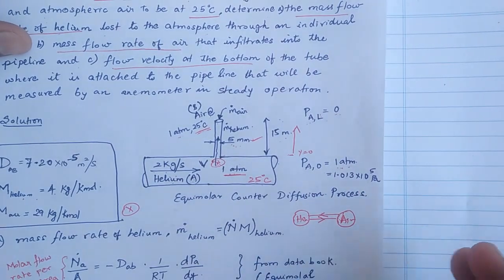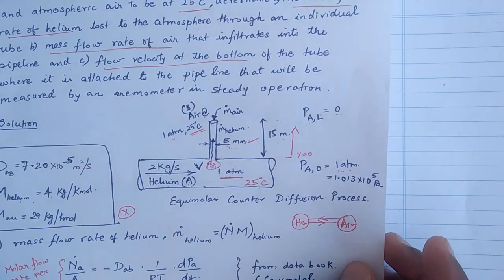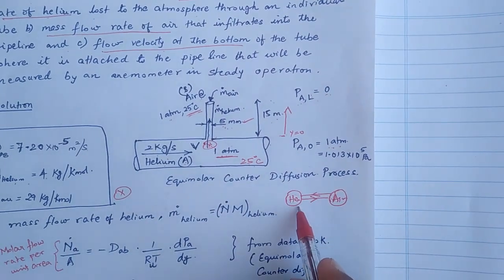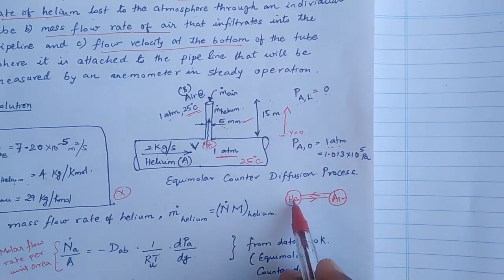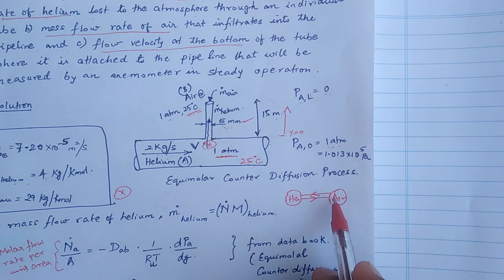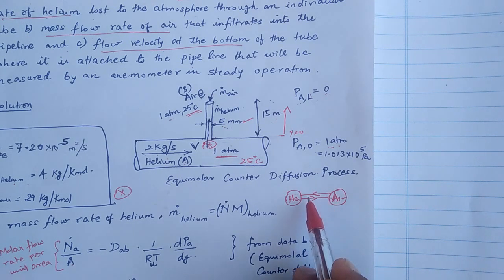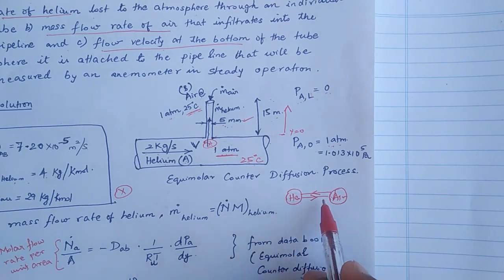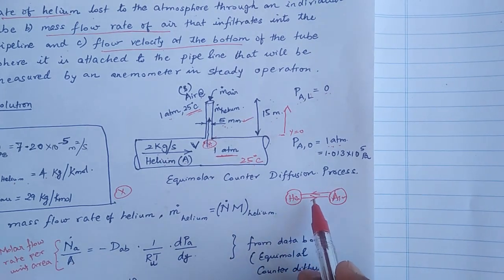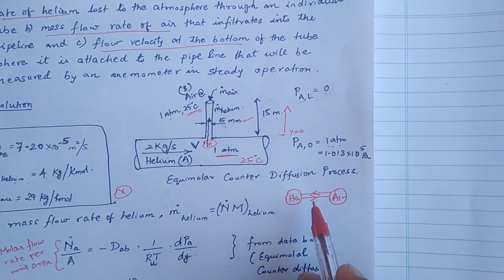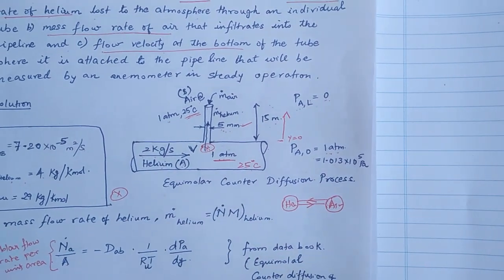So this comes under the equimolar diffusion process because you are having two components. One is helium, other is air. Helium is escaping from the pipeline and air is entering into the pipeline. So two species are traveling in opposite direction. First we will calculate the mass flow rate of helium.